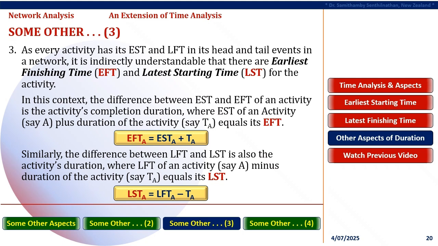Similarly, the difference between LFT and LST is also the activity's duration, where LFT of an activity, say A, minus duration of the activity, say TA, equals its LST. That is, LST_A equals LFT_A minus T_A.